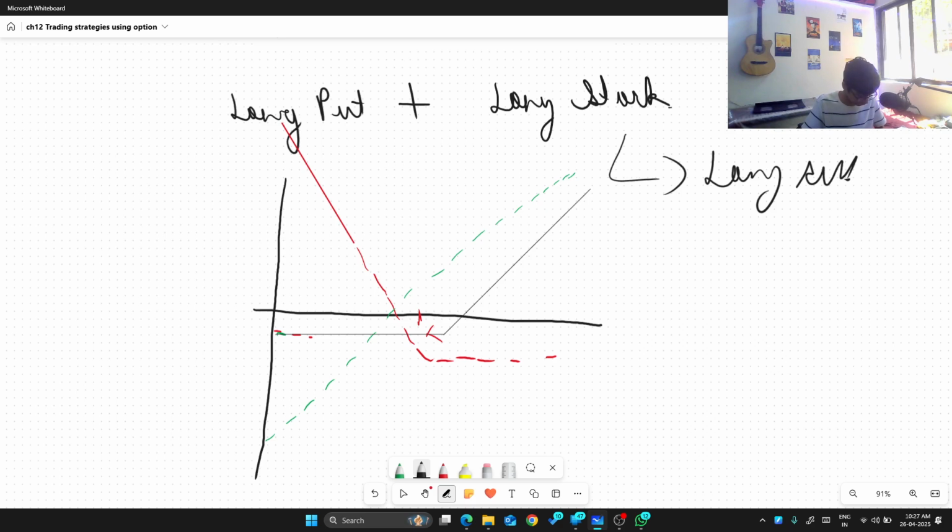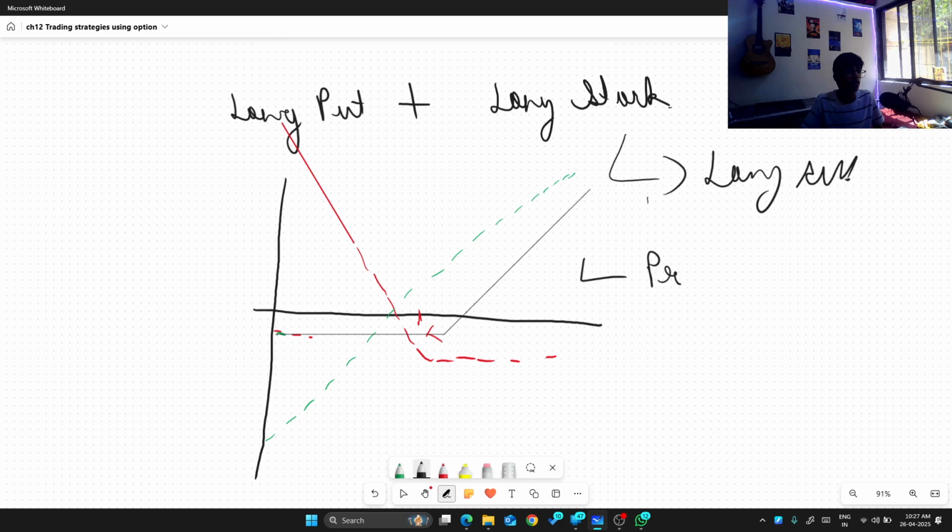And is there anything in the investment buying a European put and the stock itself? It is also referred to as a protective put. Protective put, right? Protective put strategy, yeah.